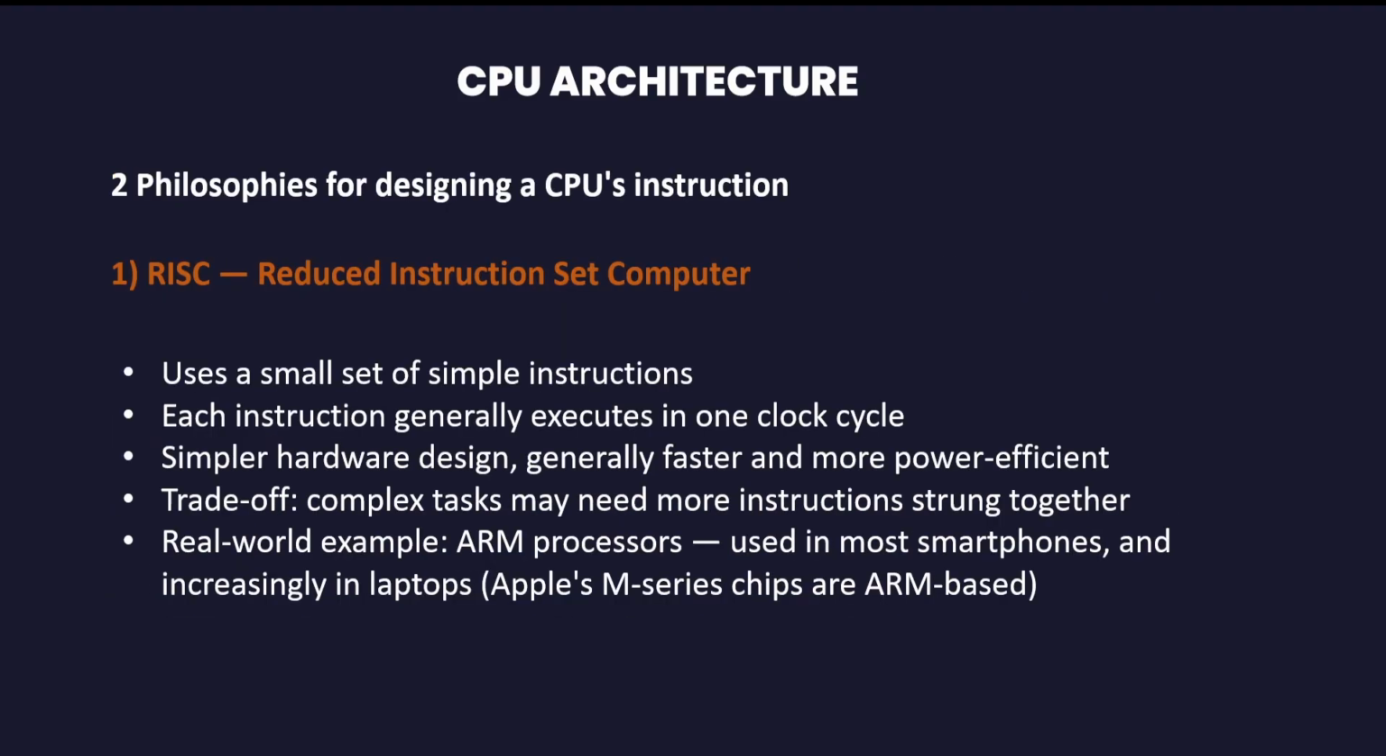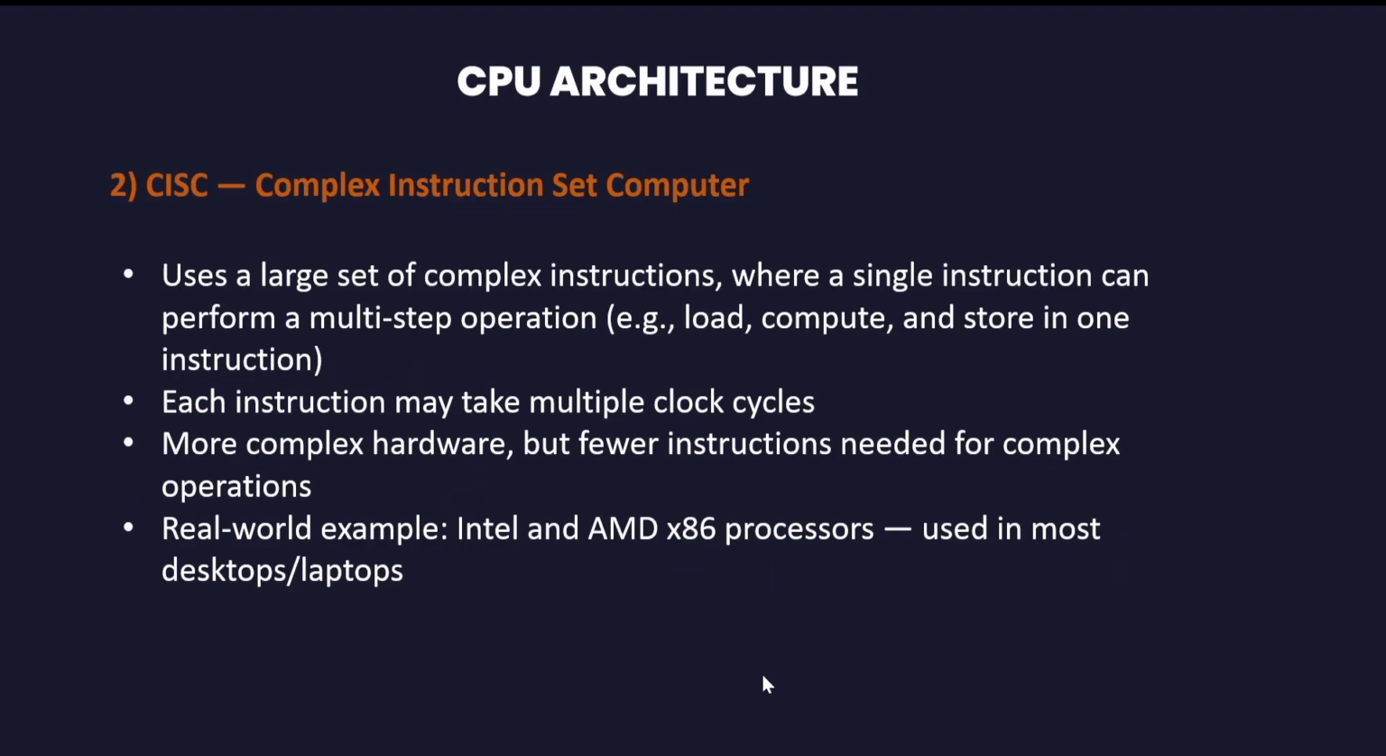Now, two philosophies for designing a CPU instruction set. First is RISC. It is designed to execute a small, simple set of instructions very quickly. The main idea is that simple instructions can be executed in fewer clock cycles, making the processor faster and more efficient. Example, ARM processors.